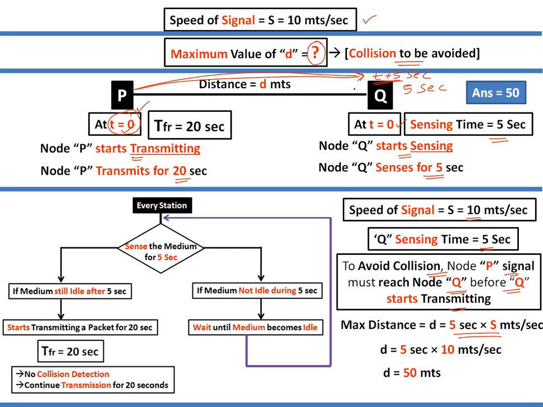Then how far should you be located? Simple. It depends on the speed of the signal. If the speed of the signal is 10 meters per second, and you are sensing for 5 seconds, then the maximum distance you can sit away from me is only 50 meters. If you stay at 51 meters, then collision will happen. If you are at less than or equal to 50, collision will never happen, because my signal will reach you. And as you are sensing, you won't speak.